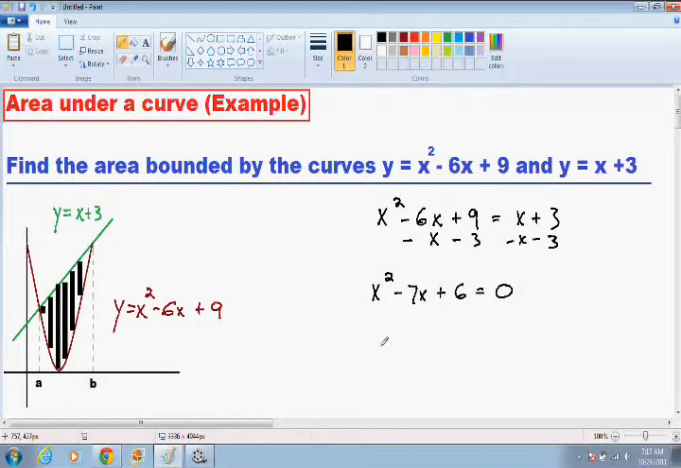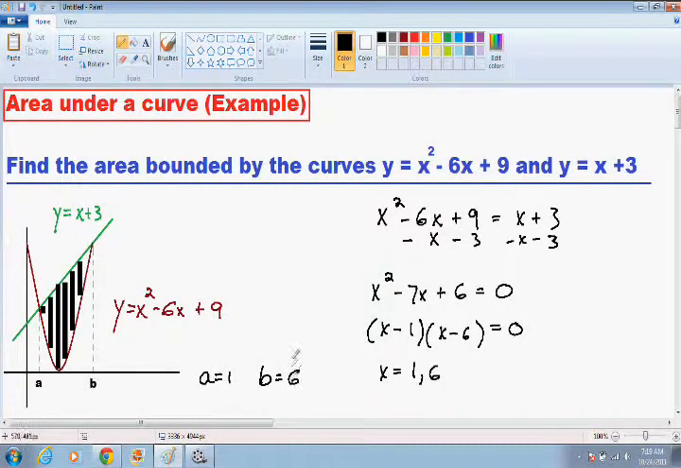And this is a quadratic equation that can be solved pretty easily. This factors into x minus 1 and x minus 6 equals 0. And from this point we know that x is equal to 1 and x equals 6. So our a is the low x value in which the two curves intersect, so a is equal to 1. And our b is the high x value in which the two curves intersect, so b is equal to 6.